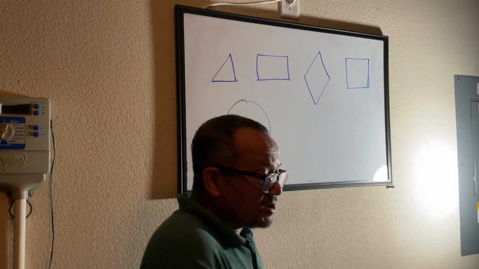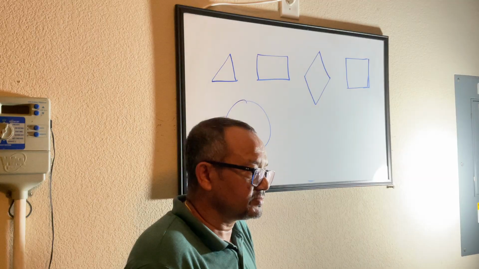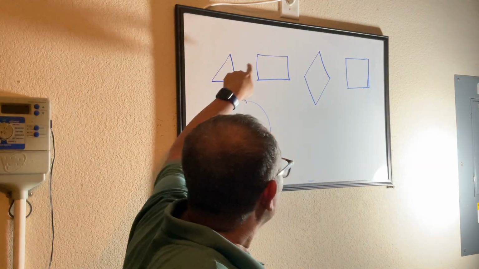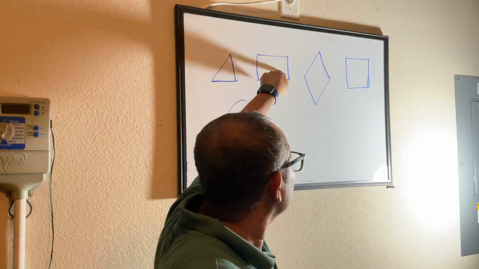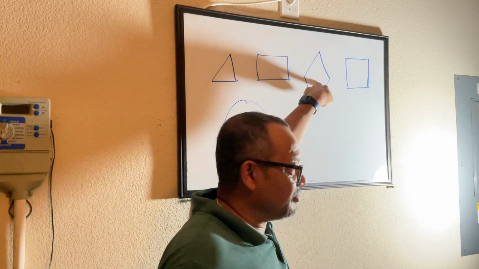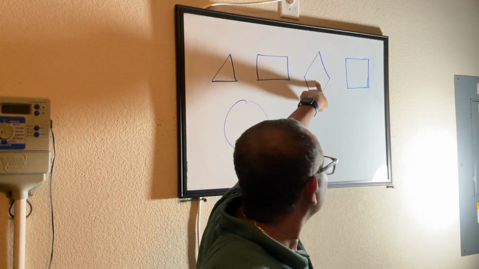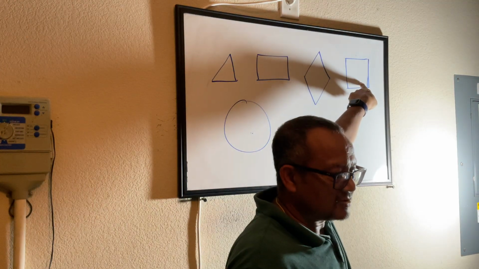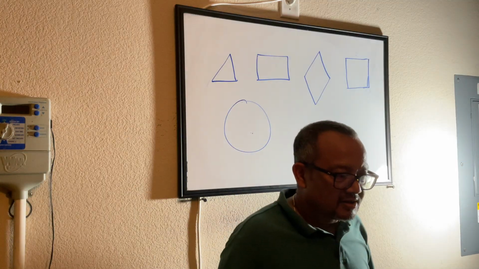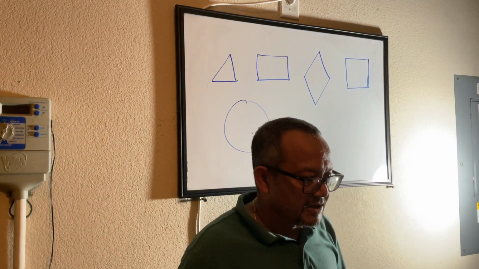Okay? What all you guys see on the board? Triangle? Rectangle. Rhombus or diamond, whatever you call it. Square or circle. Square. And circle. Circle. Everybody agrees to what Sami said?